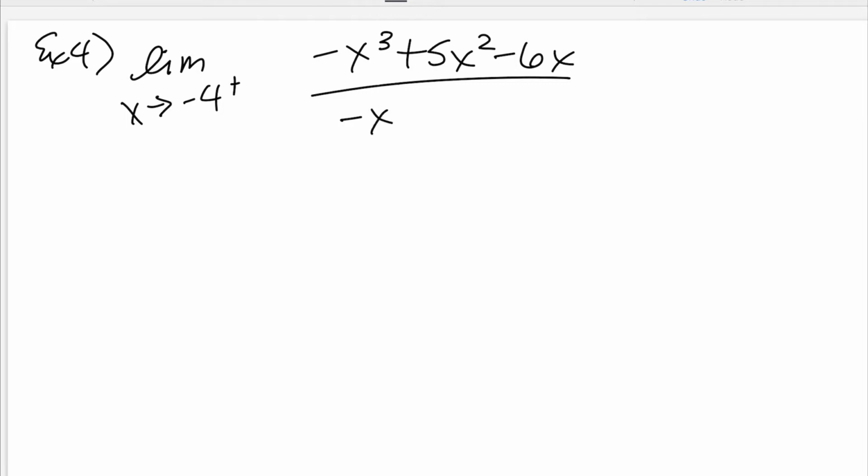We have the limit as x approaches negative 4 from the right of negative x cubed plus 5x squared minus 6x over negative x cubed minus 4x squared. All right?